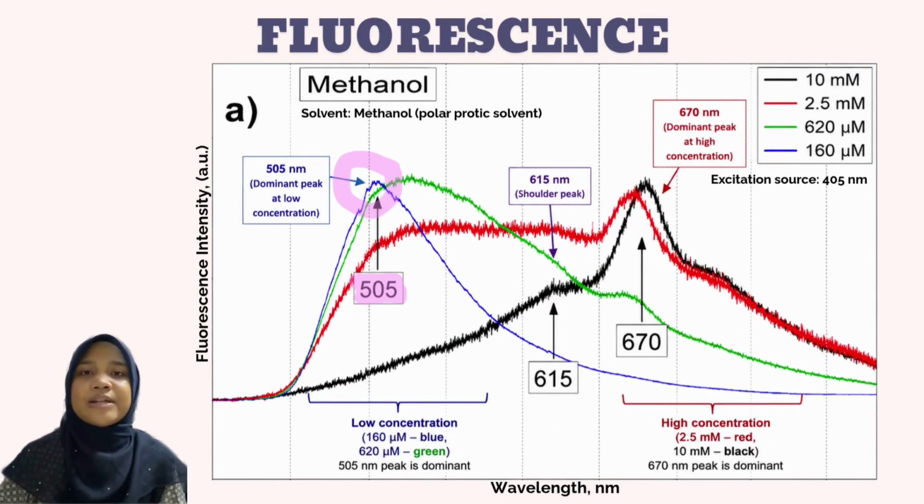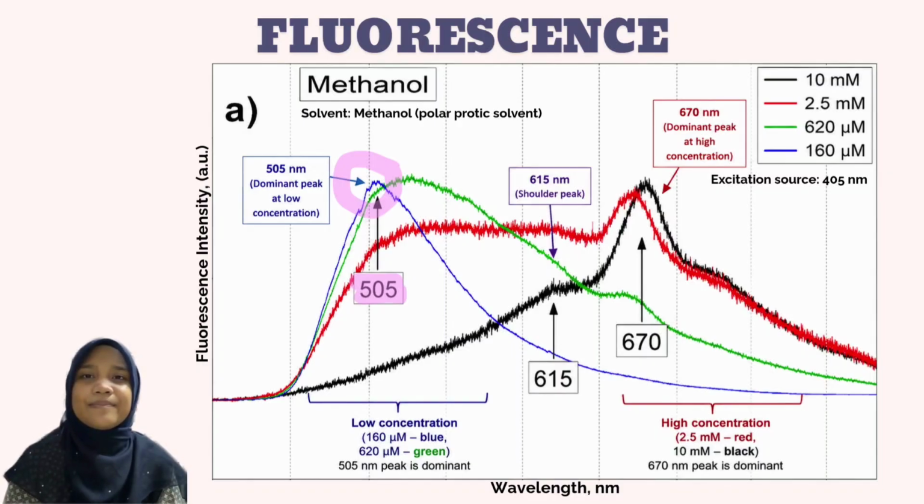This slide focuses on the emission peak at 505 nanometers. This peak is dominant at low concentration, represented by the blue curve, which is 160 micromolar, and green curve, which is 620 micromolar. At low concentrations, quercetin molecules are well dispersed in the methanol solution and have minimal interaction with each other. As a result, fluorescence emission mainly occurs at 505 nanometer, producing the highest fluorescence intensity in this wavelength region.